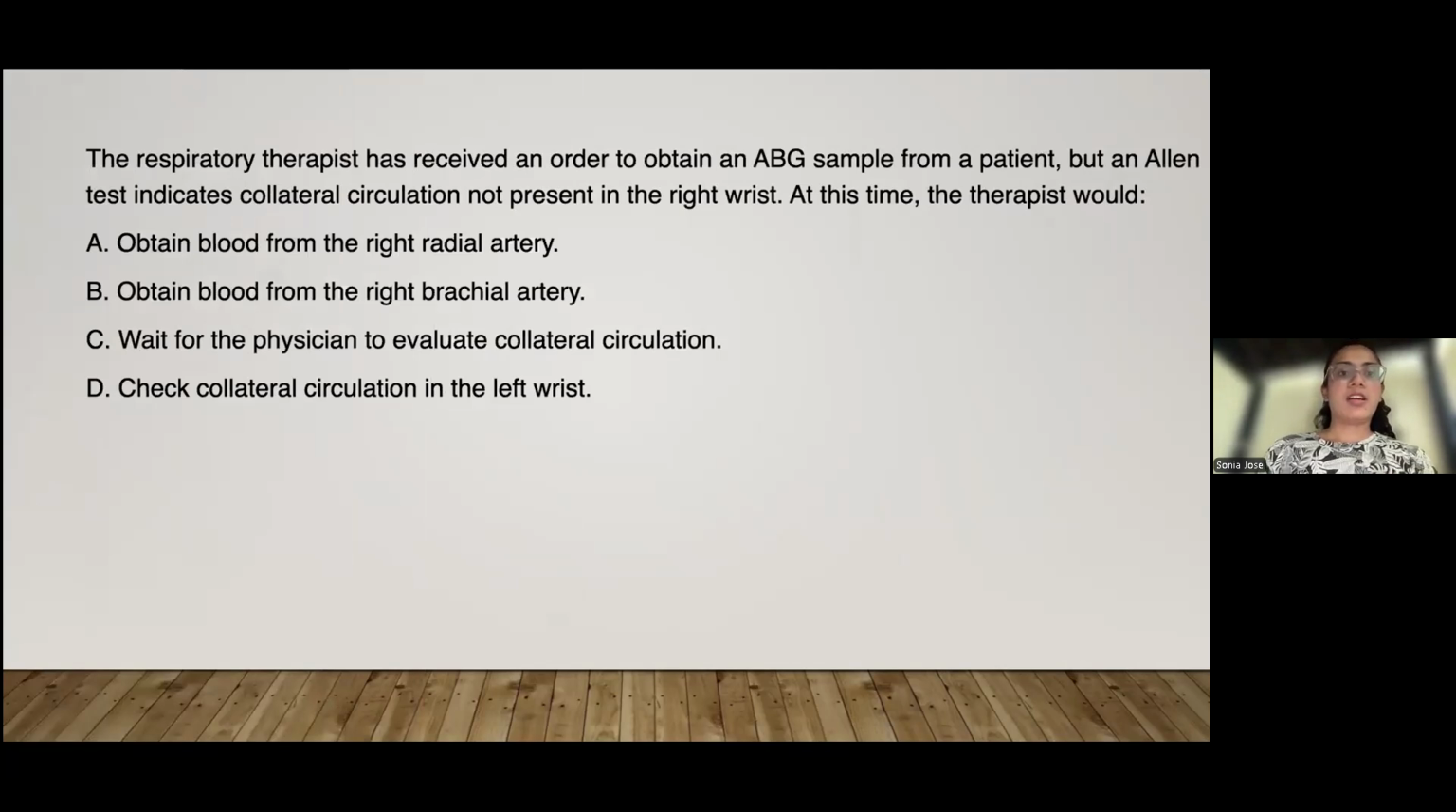Next question. The respiratory therapist has received an order to obtain an ABG sample from a patient, but an Allen's test indicates collateral circulation is not present in the right wrist. At this time, the respiratory therapist would see the options and tell me the answer. Check collateral circulation in the left wrist. Yes. Once you see there is no collateral circulation in one hand, check in the other hand. Okay. Option D is the correct one.